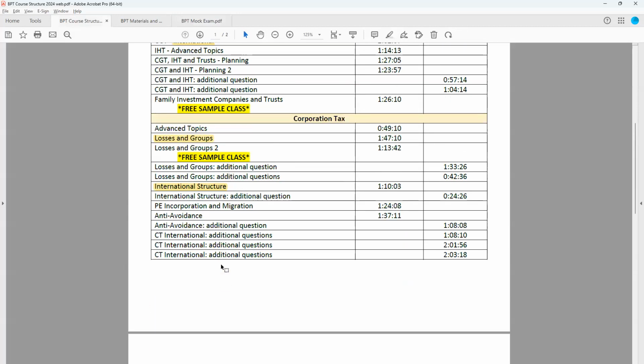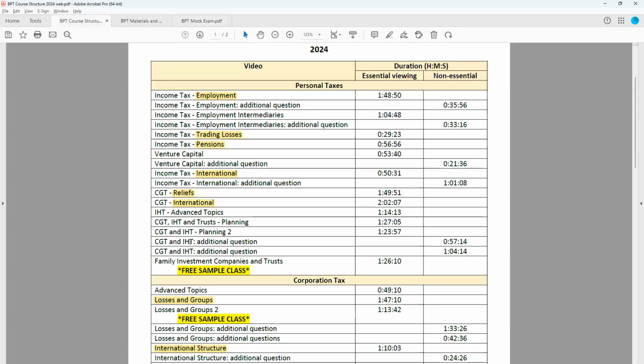So what you want to do for each topic area or question type is make sure you've understood the technical content and then work through questions on it so you can see how it's examined and you can start to work on your exam technique. And by breaking it down like this, it makes it much more manageable.